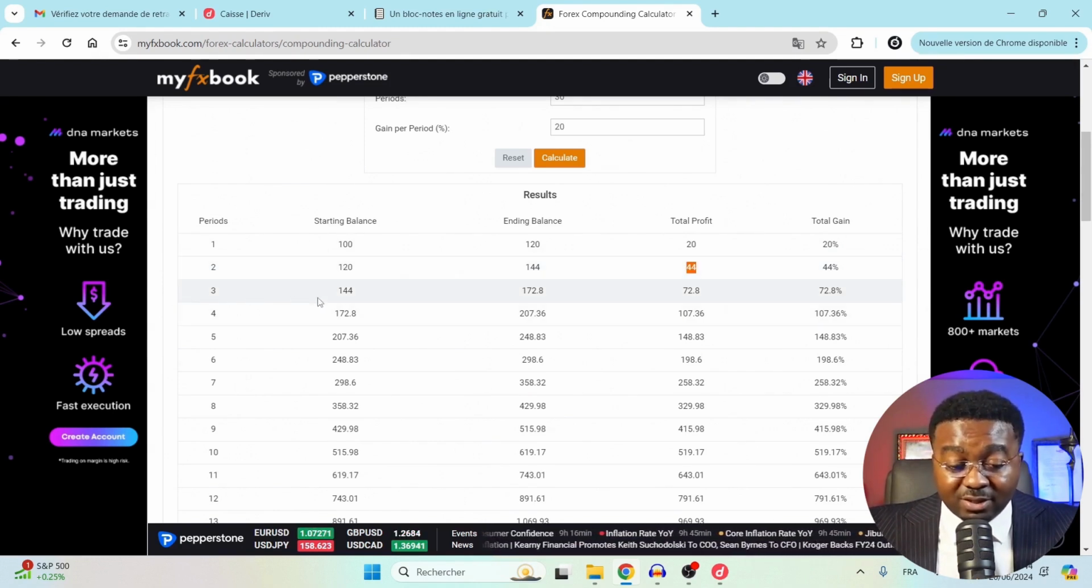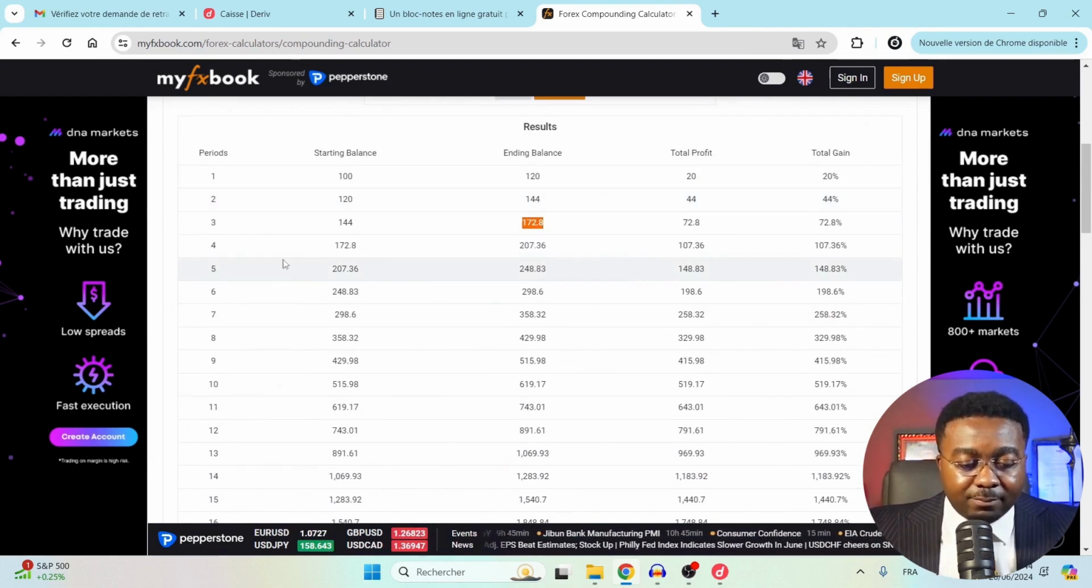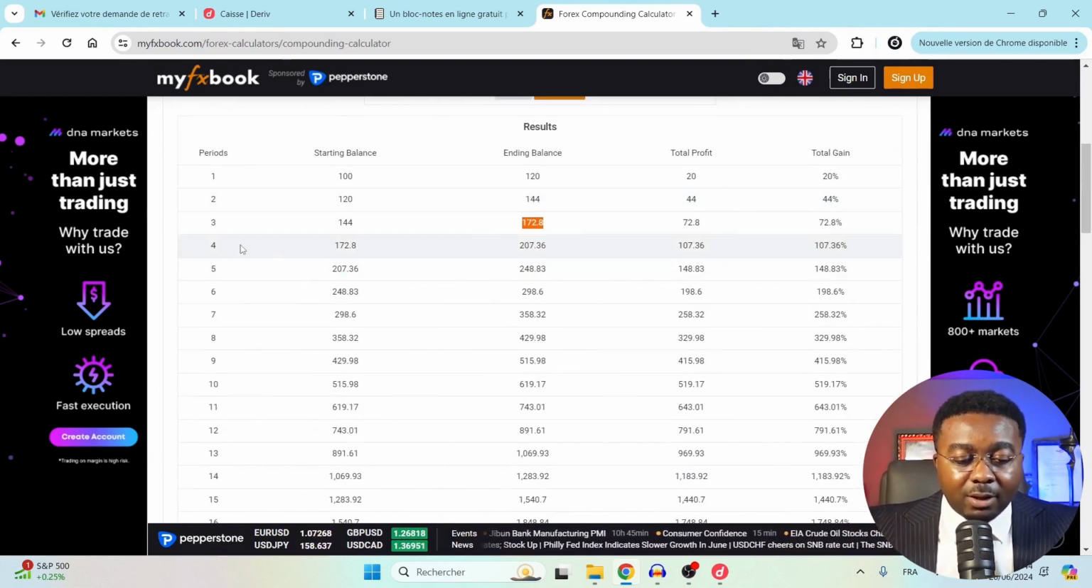On the third day, we start with that $44. We trade until we reach that 72. We need to have this grid, and you can copy it, paste it into a file, or even print it out. It will serve as a reference to follow each day. And then on the fourth day, we start with $172. And then we close with $207.